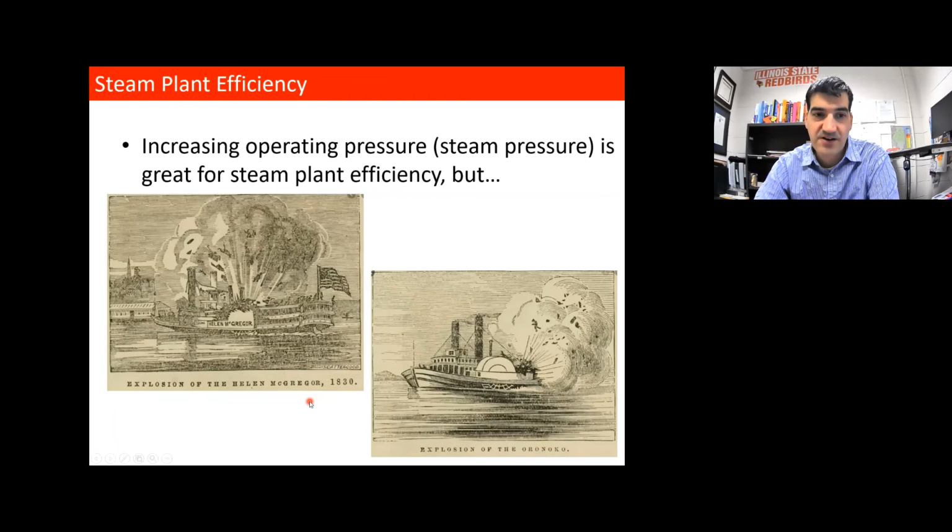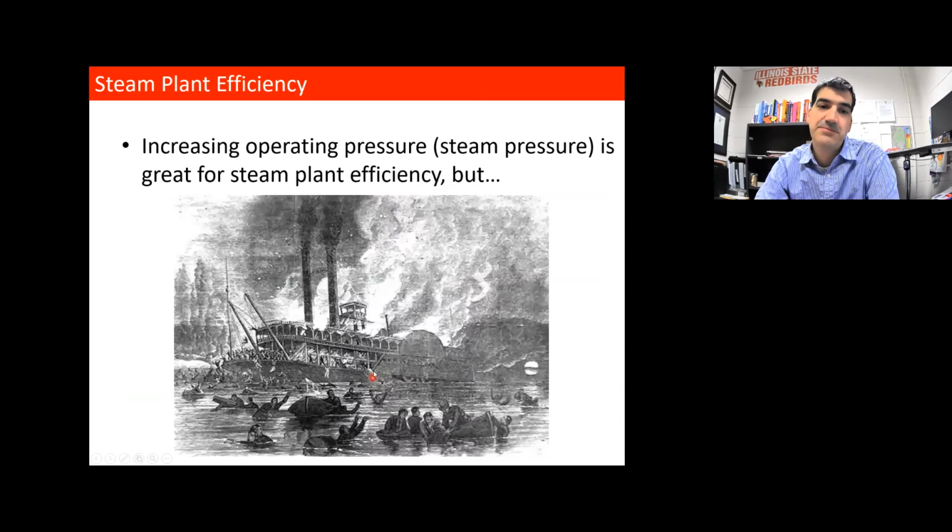The Helen MacGregor in the early 1800s. The Orinoco is this one right here. That was a little bit smaller ship. Here's another one that doesn't really say what it was, but it's another depiction of a steamship exploding and catching fire. And almost all of these caught fire and exploded for the same reason. It was because the steam system was not up to the task of handling that really high pressure.